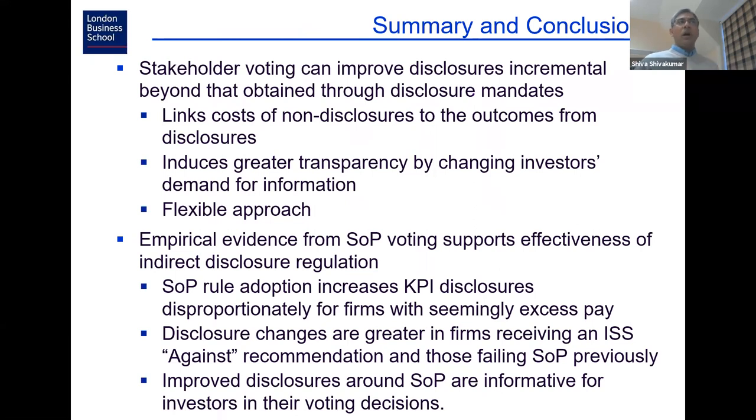So overall, our results seem to support the view that stakeholder voting can improve disclosures that are incremental to those obtained through just disclosure mandates themselves. By linking the cost of non-disclosure to the outcomes associated with those disclosures, the indirect regulatory approach can induce greater transparency. But at the same time, this indirect approach also offers a more flexible approach for firms to decide what information, how much information, and in what method they need to provide to the investors. The empirical evidence from analysis of the SOP voting supports the effectiveness of the indirect disclosure regulation as a mechanism to induce greater disclosures.